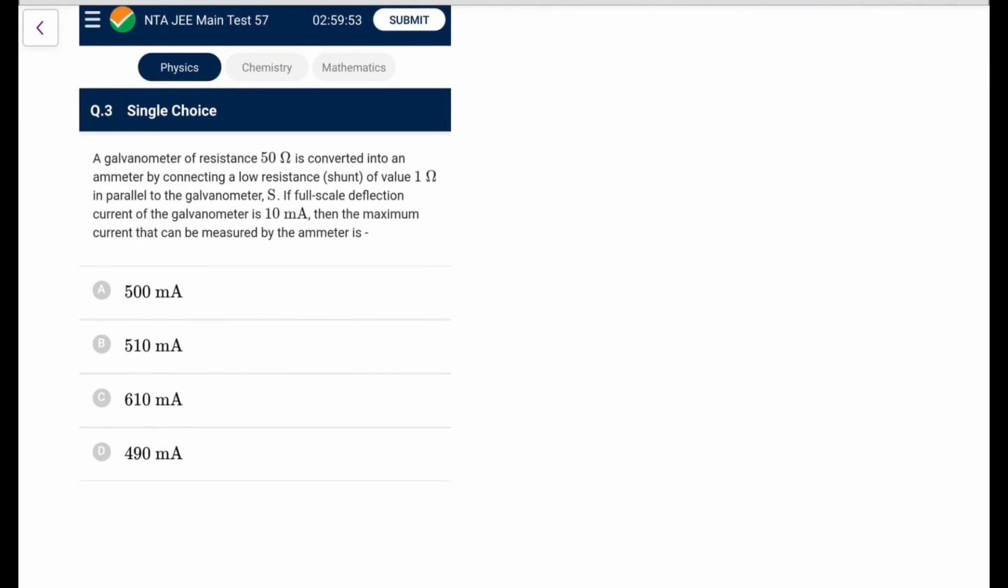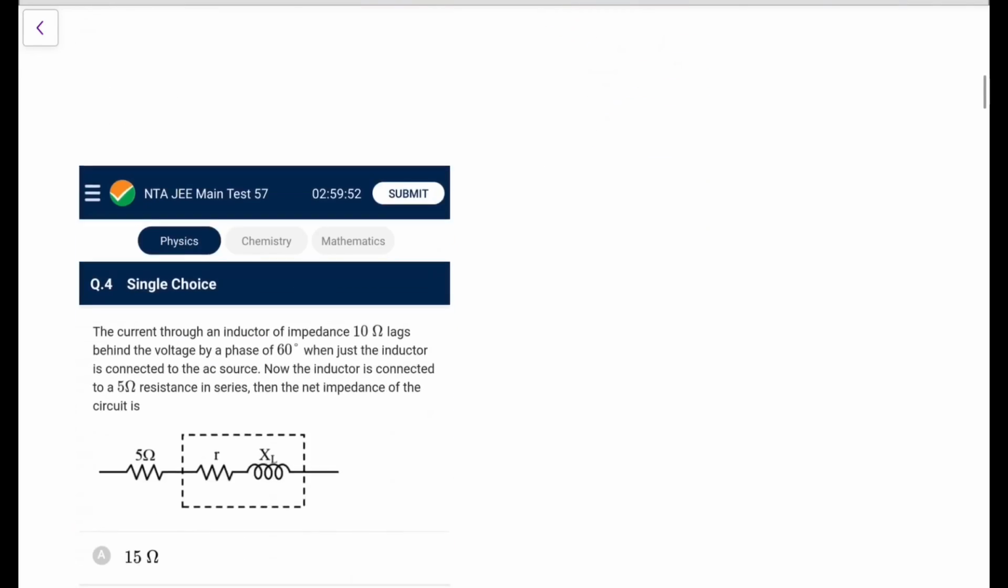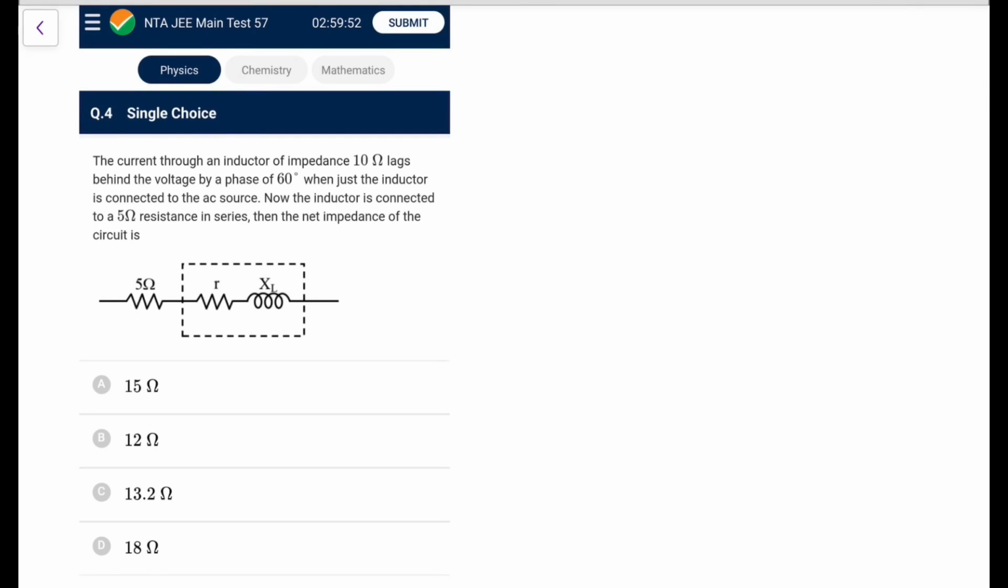Next, a galvanometer has a resistance 50 converted into an ammeter by connecting a shunt of value 1, in parallel to the galvanometer. If full scale deflection is 10 milliampere, then the maximum current that can be measured. So now what will be the maximum current now? So first of all, we know shunt is equal to G upon N minus 1, that is what we remember. So 1 is 50 upon N minus 1, so N minus 1 is equal to 50, so N becomes 51 times. So it is 51 times, 51 times means 510 milliampere. That's an easy one for you. That's a regular question on this particular concept.